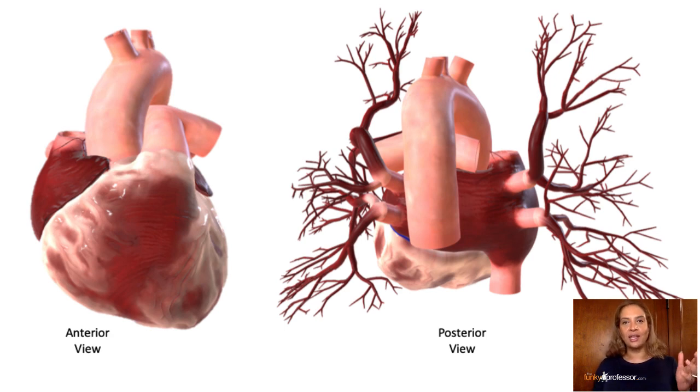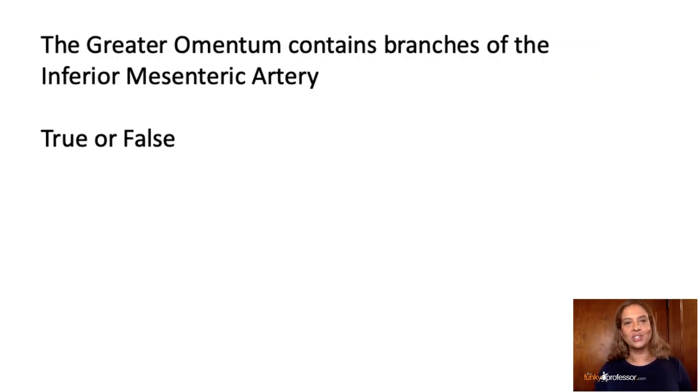The superior and inferior vena cava enter the right atrium, but it's the pulmonary veins that you can see here in red, because they're bringing oxygenated blood back from the lungs into the heart, to the left atrium, to be pumped through to the left ventricle and then through the aorta and around the body. Next question. The greater omentum contains branches of the inferior mesenteric artery.